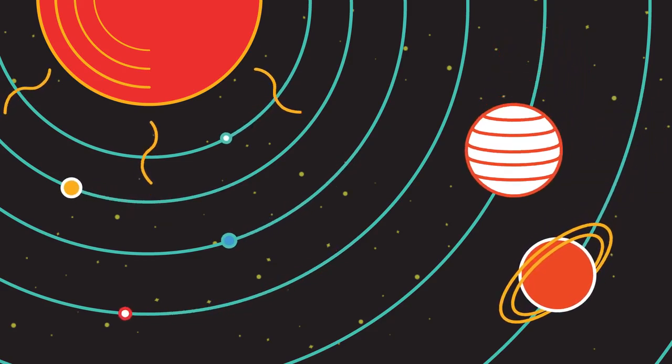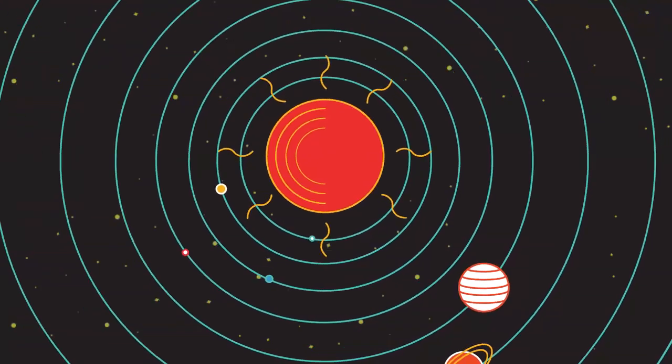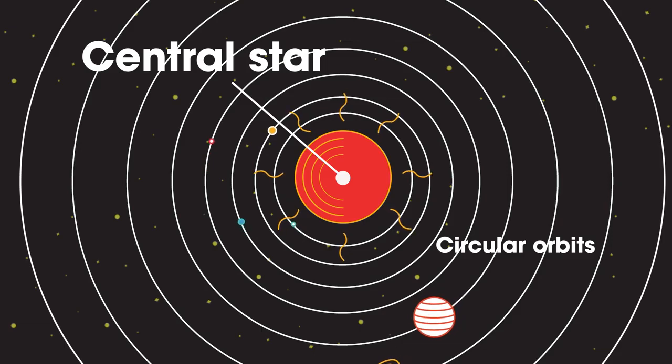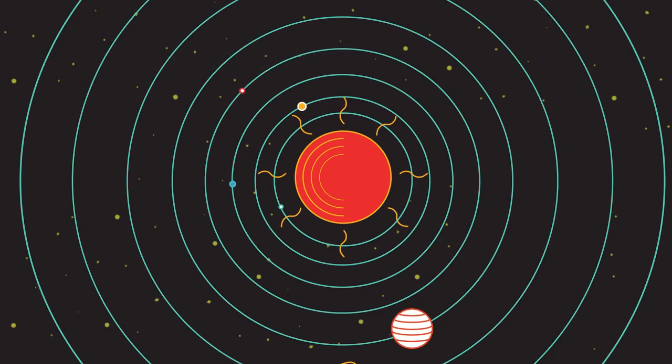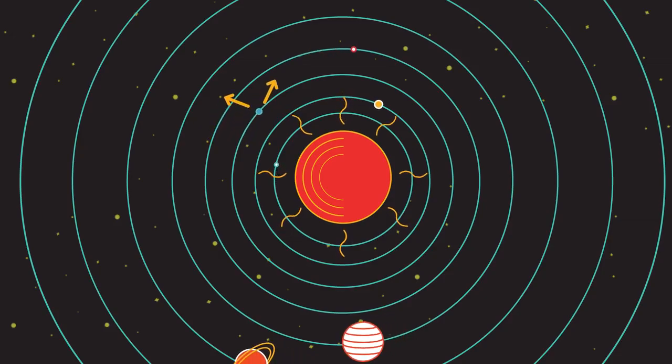So what does speed and velocity have to do with planets? Most planets have nearly circular orbits around a star. So the planet's speed will remain constant, but because the direction changes, so does the velocity.